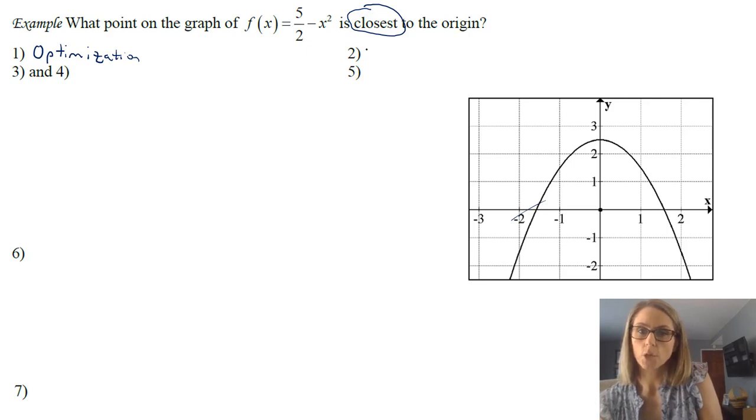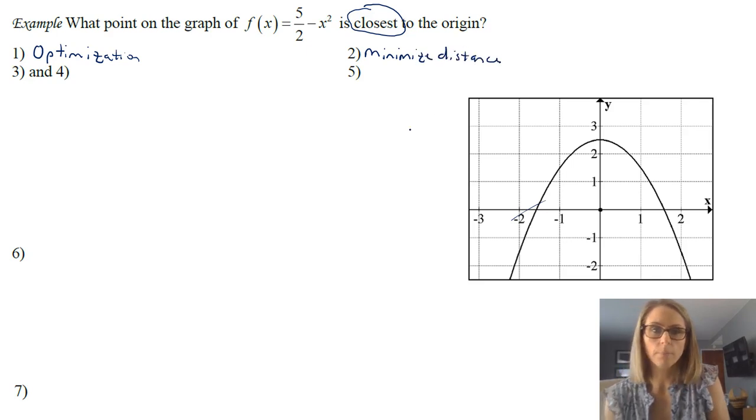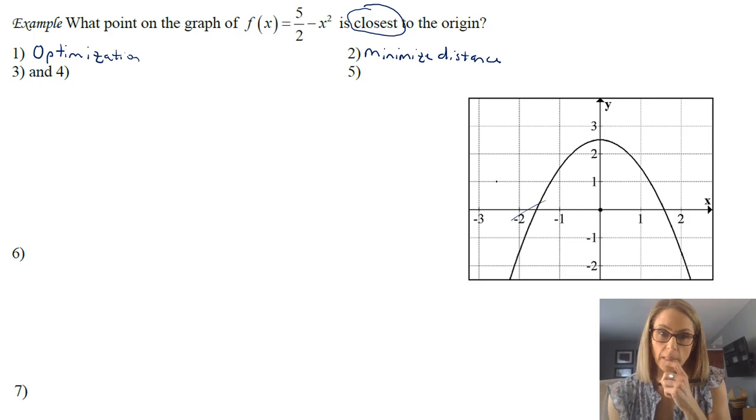And like I said here, we're trying to minimize distance, and that's what tells us it's optimization. So we're talking about a function. You can see the function is graphed here. It's just a parabola upside down with a y-intercept at 2.5. And you're trying to find a point that is on that graph that is also closest to the origin.